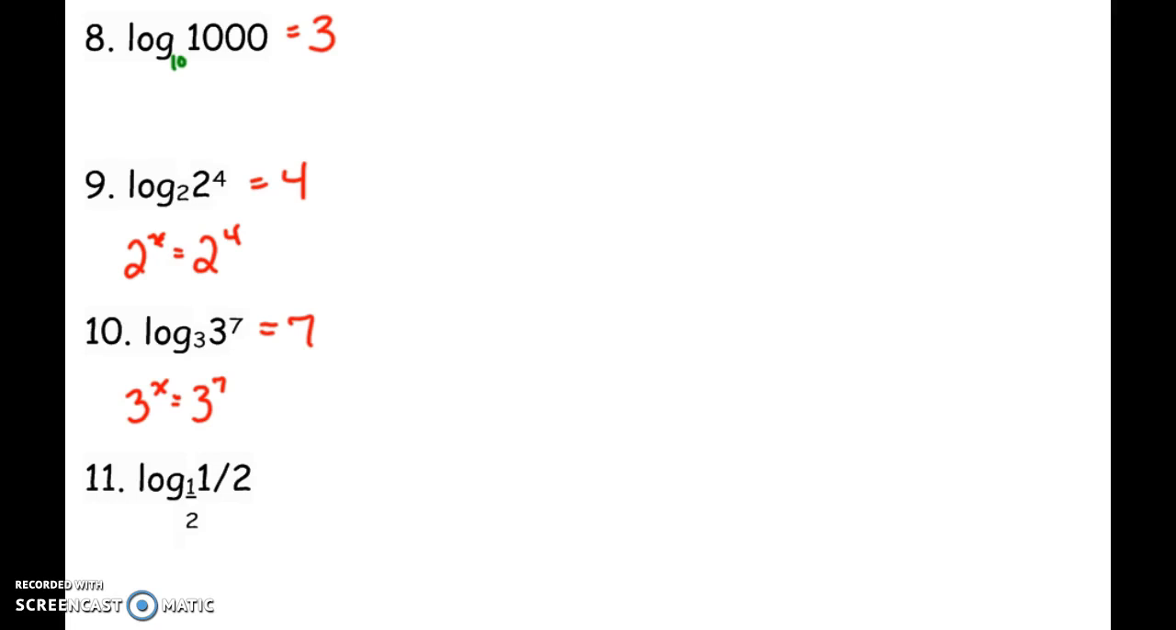Now, very rarely do we have a fraction as a base. This is log base 1/2 of 1/2, but every once in a blue moon, it will show up. But let's think back to our properties a minute ago. If the base and what's inside the logarithm are the same, what's the answer? 1. Because that's saying 1/2 to what power is 1/2? That's the first power.